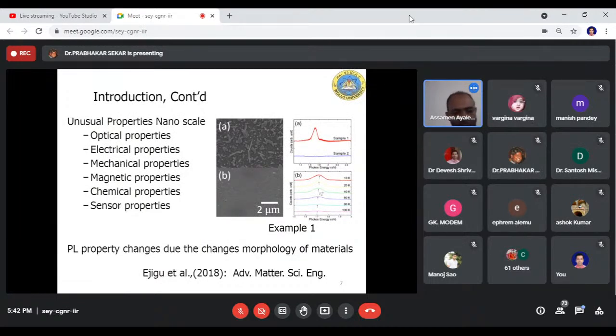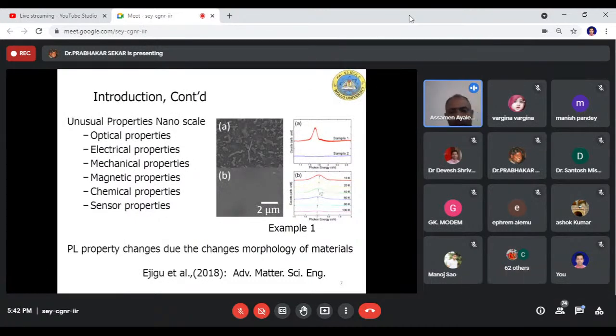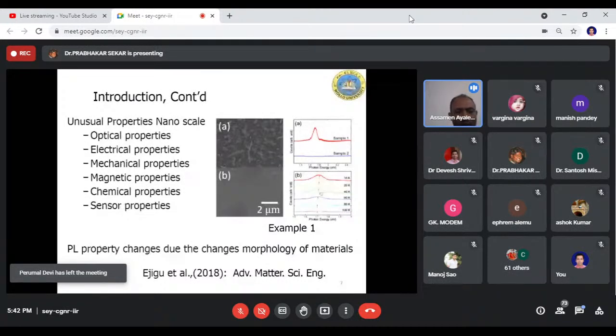The properties of the material will be changed. The electrical property of the material will be changed. The mechanical property of the material will be changed. The magnetic property will be changed. The physiochemical property of the material will be changed. We may even have different sensors that can be designed from these nanoscale materials.